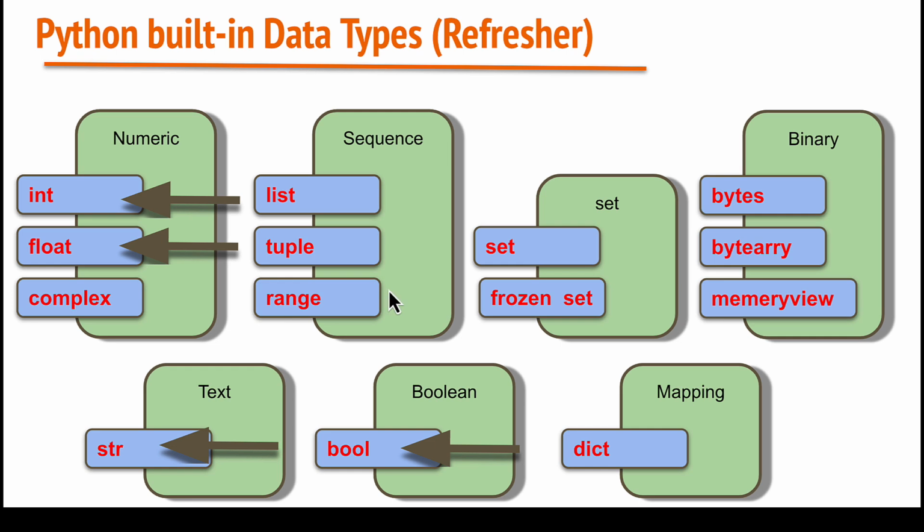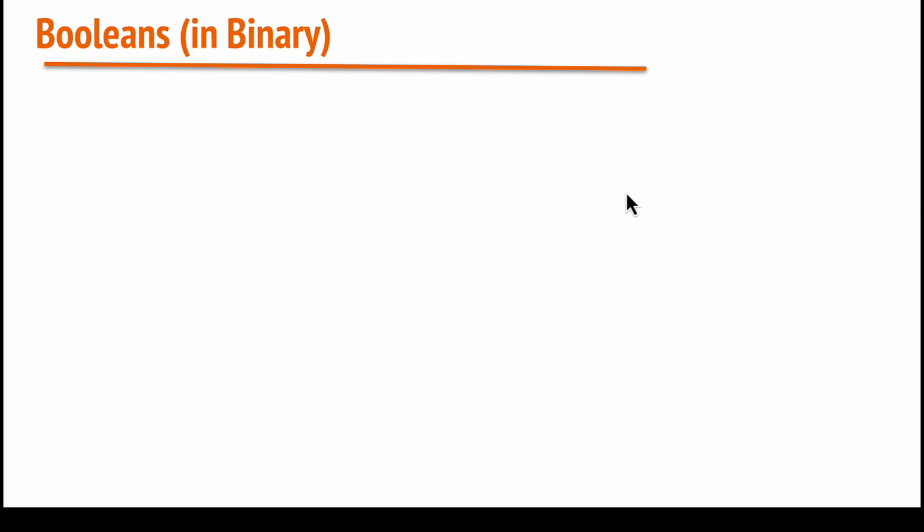Now, quick refresher over here. We have several Python data types, as you are aware, and you'll notice that we have type bool over here. In most programming languages, you would have a value of 0 or 1. A 0 would simply refer to off, and 1 would refer to on.